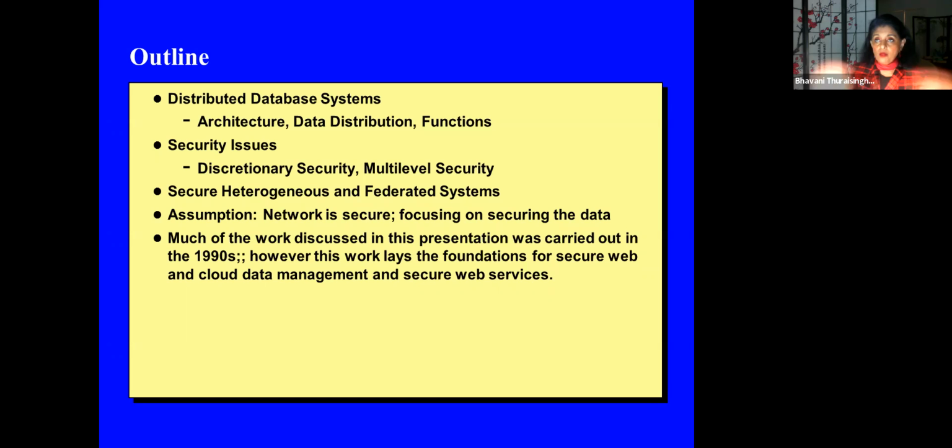So remember, when you distribute systems, there are multiple databases, homogeneous or heterogeneous, that are integrated. And how are they integrated? Through some network. So I'm assuming the network is secure, so I'm not going to get into network security. My focus is going to be on securing the data. And as I said, much of the work discussed in this presentation was carried out in the 1990s. However, this work lays the foundations for secure web and cloud data management, as well as secure web services.